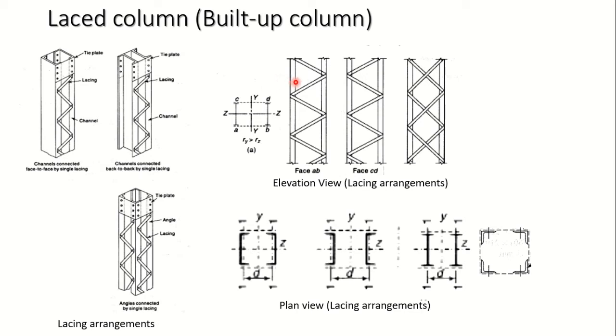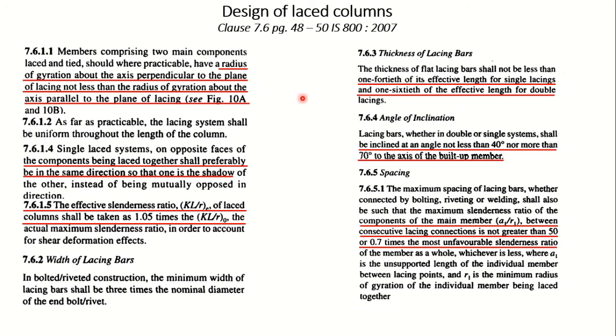That is, when I look from this side, they should overlap each other. The lacing arrangement what is provided here, they should overlap each other. I should not see something like this when I look at it in case of single lacing system. The lacing bar should run in the same direction on both the faces. That is what that particular clause says. Okay, so they should be shadows of one another, running in the same direction. When we look from one side of the column, they should overlap exactly. So that is what that clause deals with.